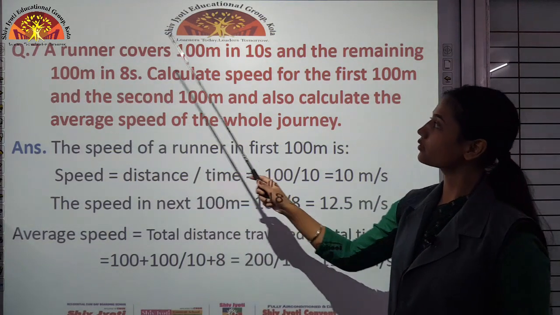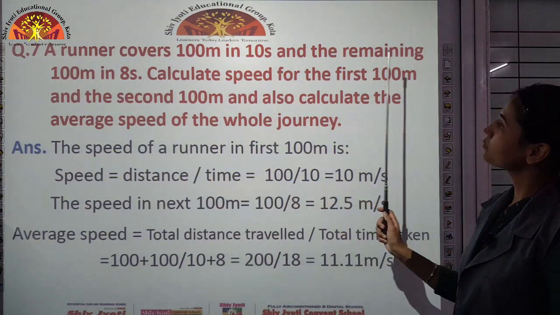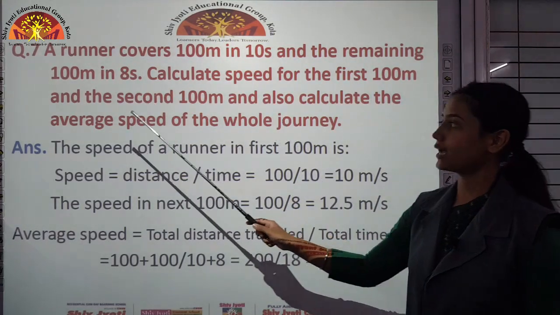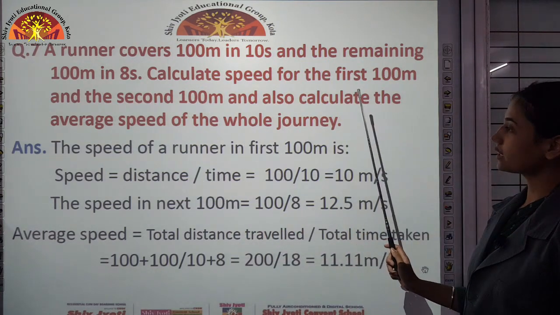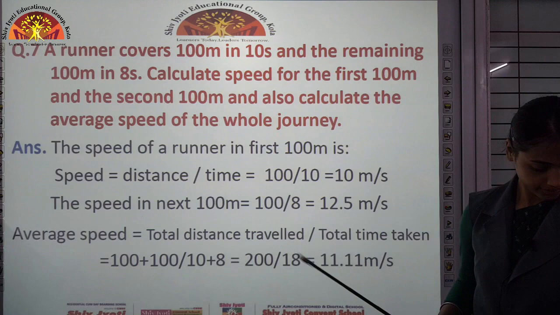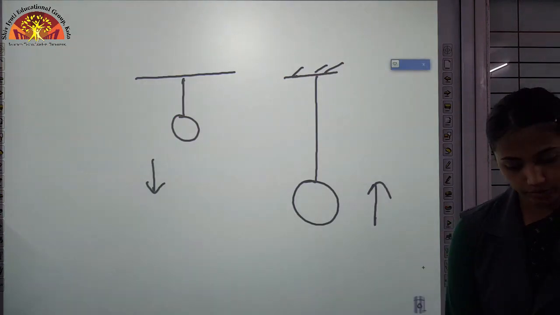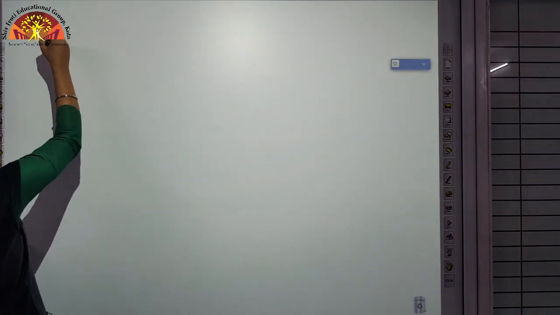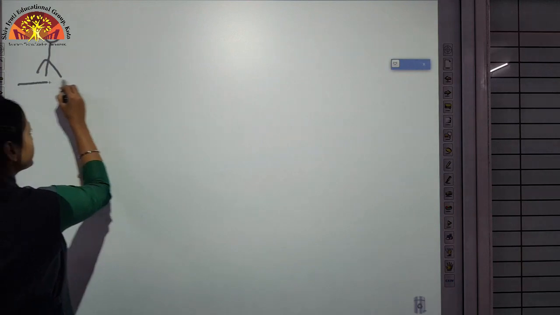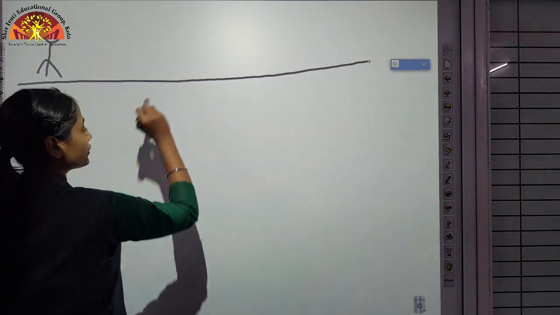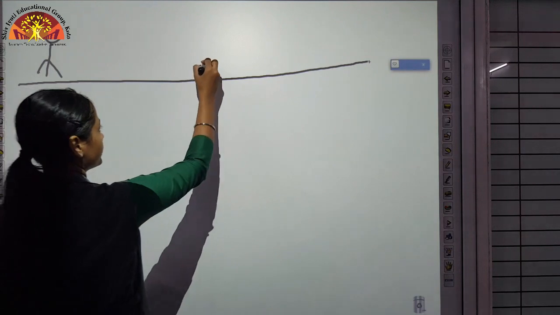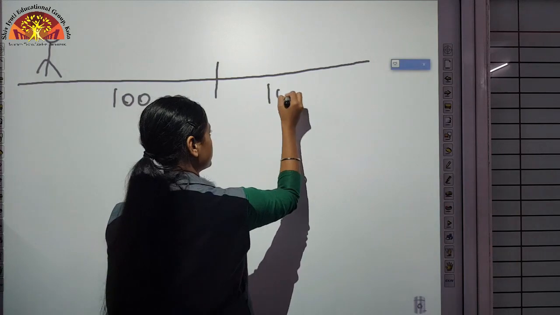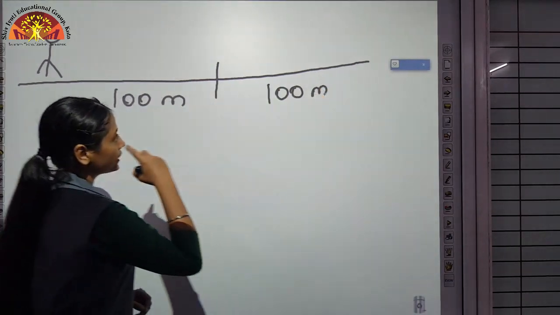Next numerical: a runner covers 100 meters in 10 seconds and the remaining 100 meters in 8 seconds. Calculate the speed for the first 100 meters and the second 100 meters, and also calculate the average speed of the whole journey. Very lengthy question, so we will break this question. In the question, a runner is given, he is running, and we are breaking his journey into two parts. In the first part he is covering 100 meters and in the next he is covering the next 100 meters.